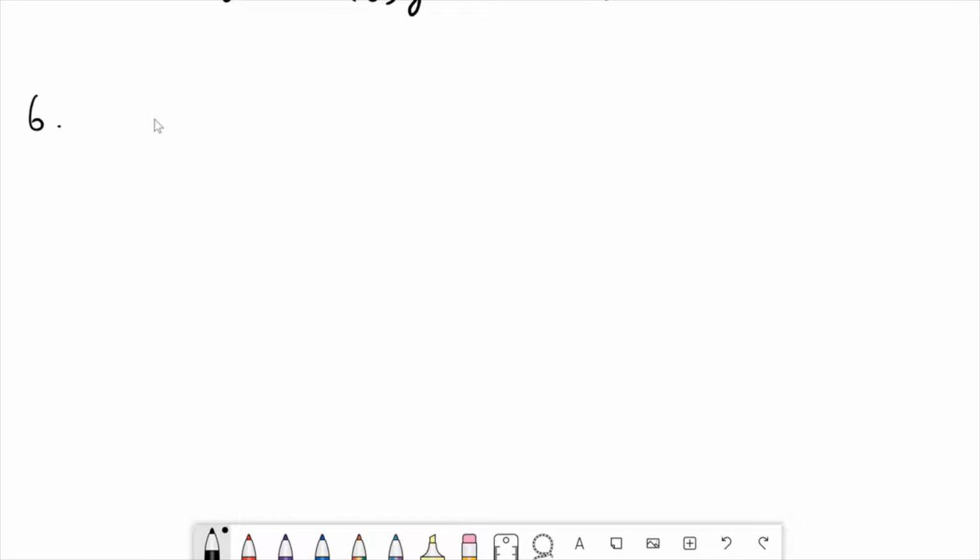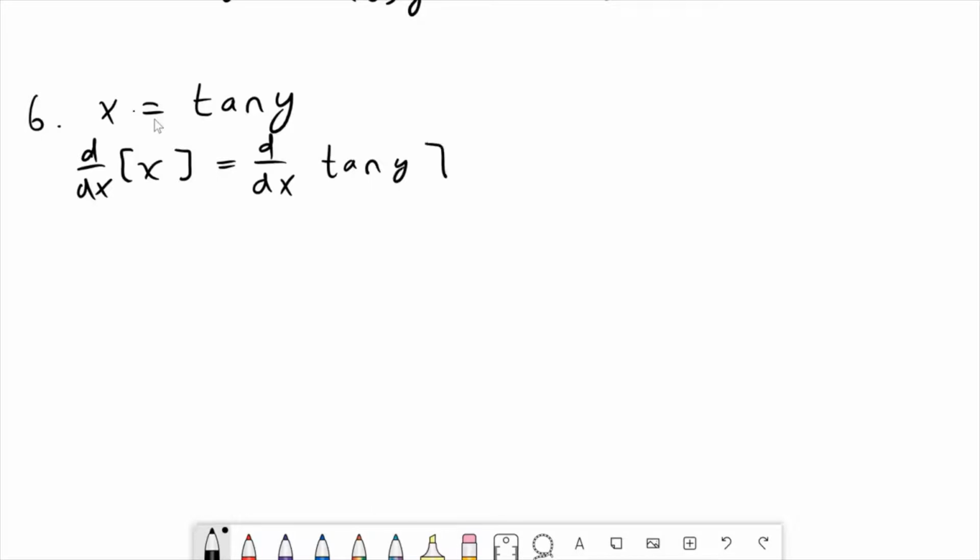Number 6, x equals tangent of y. So we're switching the function to the tangent now. So again, find the derivative of both sides. So this is 1, the left-hand side.